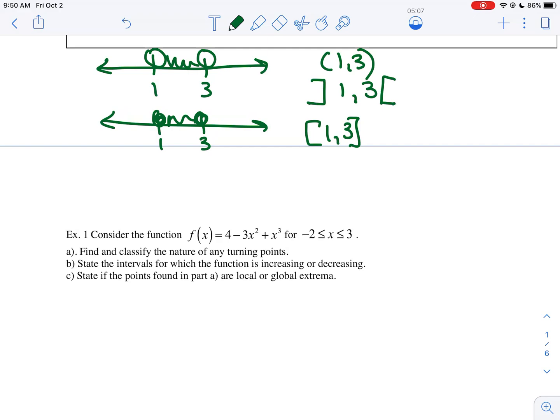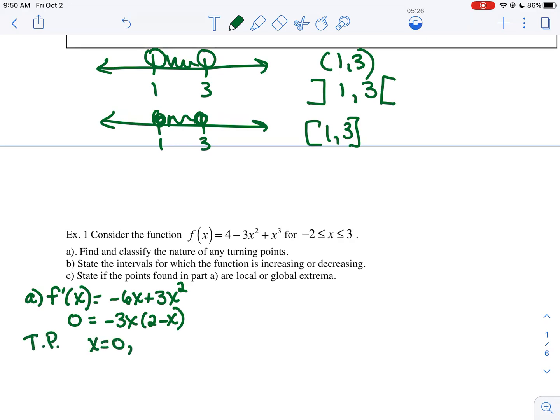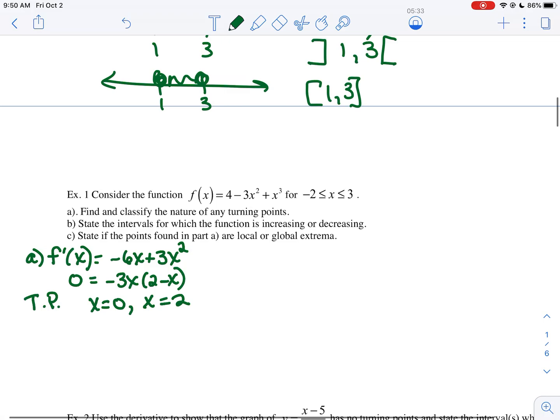So let's do that. Let's set the first derivative, that's negative 6x plus 3x squared, equal to 0. So I'm going to factor out a GCF. And I'm going to abbreviate turning points as TP. I get x is 0 or x is 2. Now I'm not ready to classify the nature. I need to do a little bit more work here before I'm ready for that.